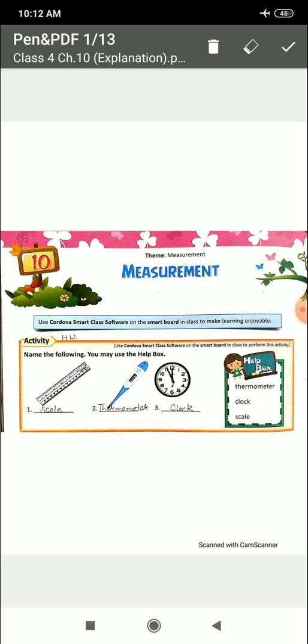You just have to identify the instruments. The first one is scale. The second, thermometer, which is used to measure the body temperature. Third is clock, which is used to measure or see the time. So these are the basic three instruments which we use in our daily life to measure different things.